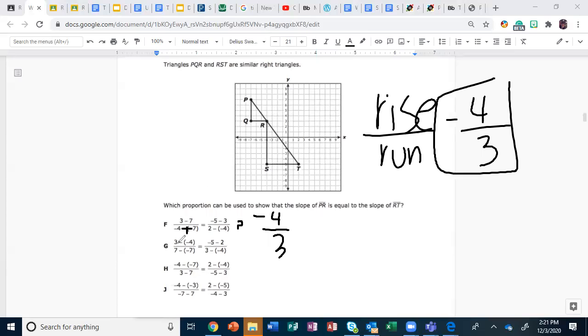What about this one right here? Again, two negative symbols in the middle make a positive. What is 3 plus 4? 7. And then again, two negatives in the middle make a positive. What is 7 plus 7? 14. Now, is that the same as that? No, so that's going to be out. Why? Because we can simplify this into being 1/2, by the way.